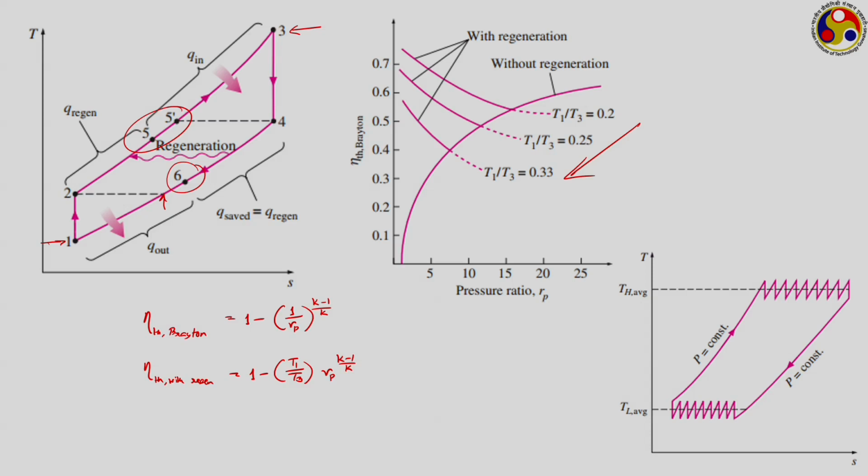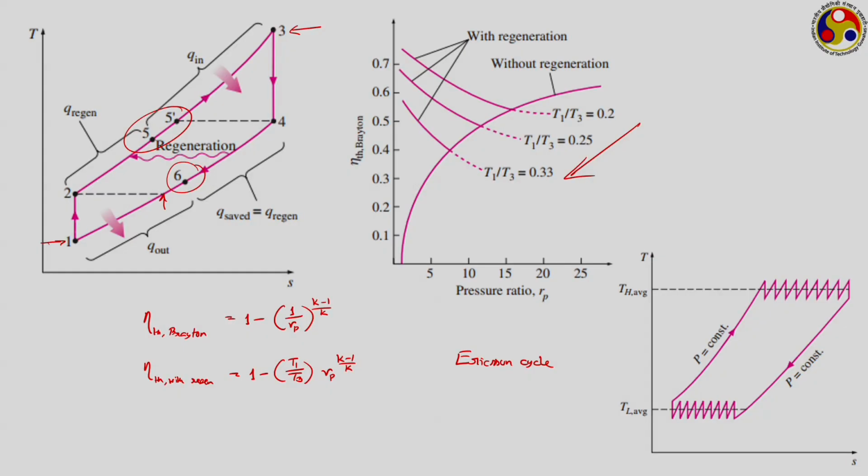In that case, how does this total cycle that has been plotted look? Definitely this cycle is looking quite similar to the Ericsson cycle, is it not? Because in the case of the Ericsson cycle also we had two constant temperature processes and two constant pressure processes, exactly what the Brayton cycle reduces to when it has an infinite number of compression stages and expansion stages.